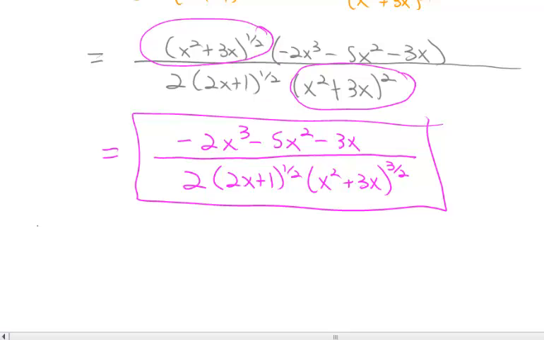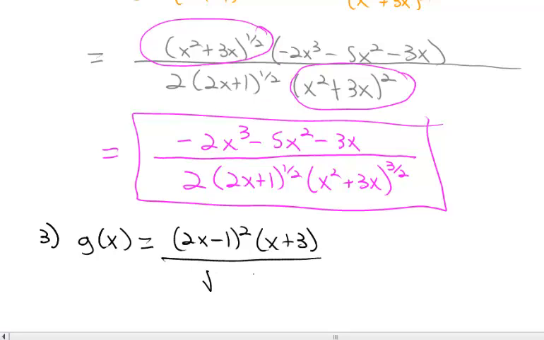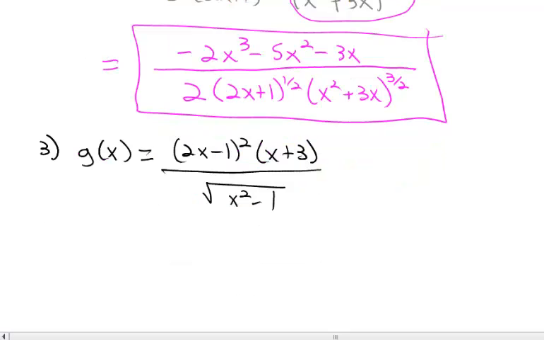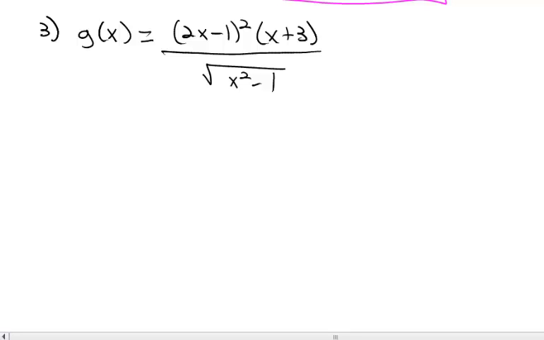Let's do one that gets really ugly, but is very, very manageable. You can do problems now like g of x equals 2x minus 1 squared times x plus 3 all over the square root of x squared minus 1. This is probably a little more difficult than anything I could possibly put on a test because there's a lot of pieces here. But I want you to be able to look at this and see the pieces.